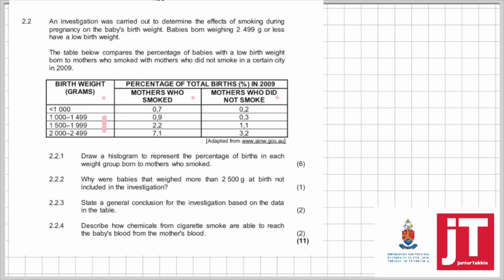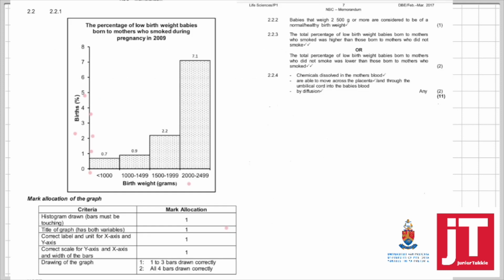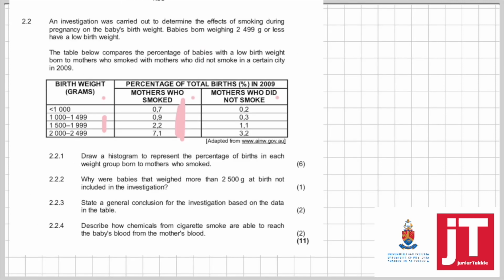2.2.1. Draw a histogram to represent the percentage of births in each weight group born to mothers who smoked. Okay. Now, this is what your histogram will look like. You will have your birth weight in grams on one side with the different groups. You'll have your zero, your scale points. You'll have your heading, and the histogram has no spaces, and the bars are of equal width. So that is what will give you your 6 marks. That is not too bad.